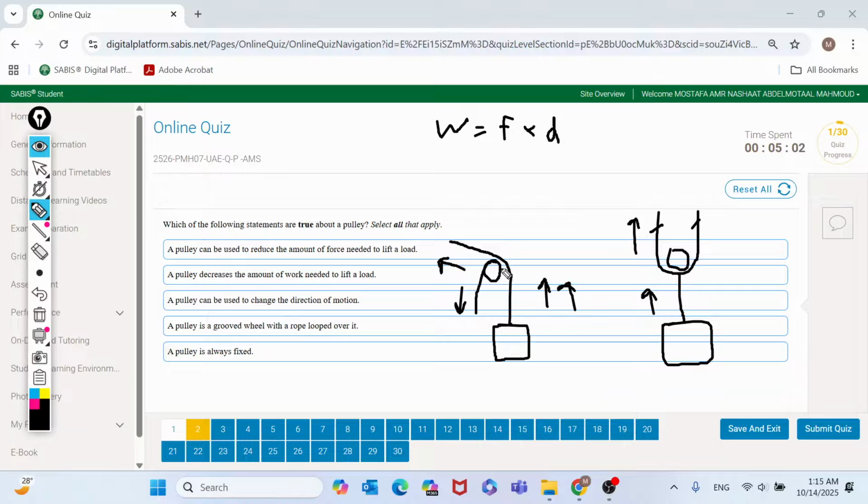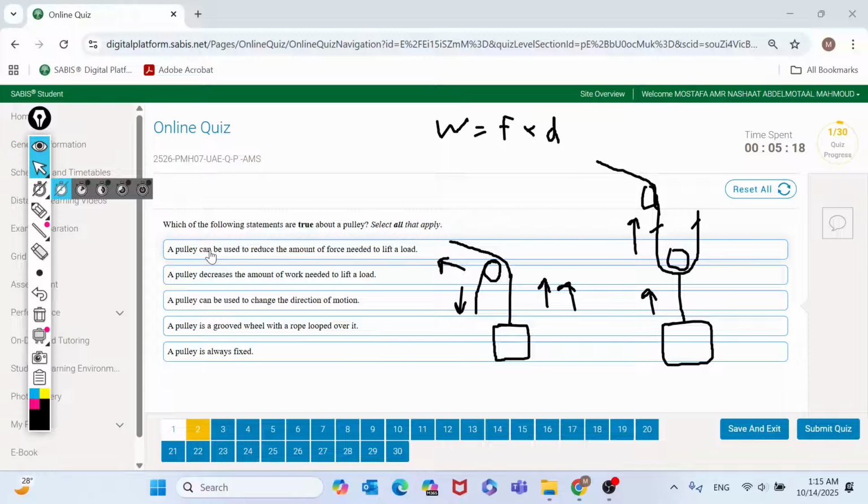But you can only do one at a time. You can't change the direction of motion and the force. But if you want to do both, you just add another pulley here and make it like this. And then it'd be like two pulleys in the system. Okay, I solved the question.